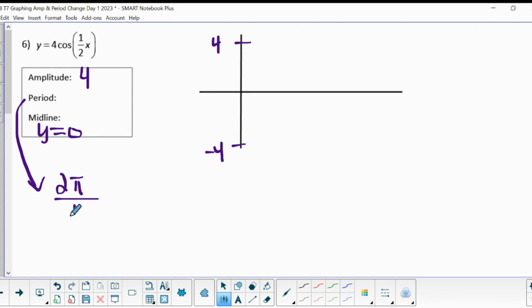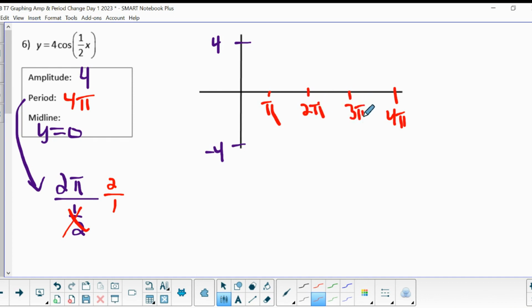And then the period will be 2 pi divided by a half. And remember, when you're dividing by a fraction, that is the same as multiplying by the reciprocal of that fraction. So I'm really multiplying 2 pi by 2, which gives me a period of 4 pi. So now I'm going to go over here and I'm going to mark off 4 pi. And then figure out what my markings in the middle will be from there. So this is just going to go up by pi. So 1 pi, 2 pi, 3 pi, and 4 pi.